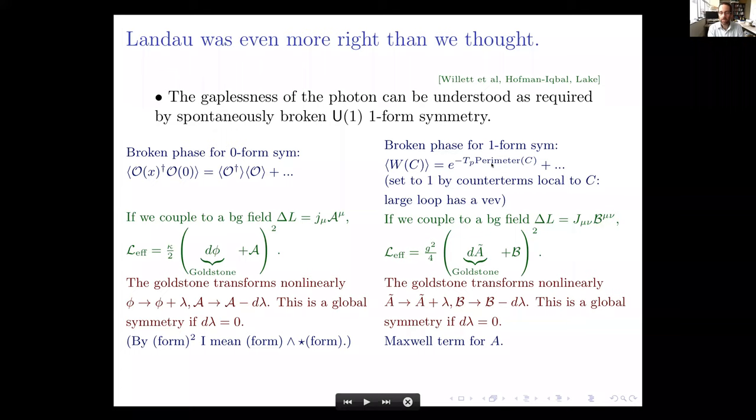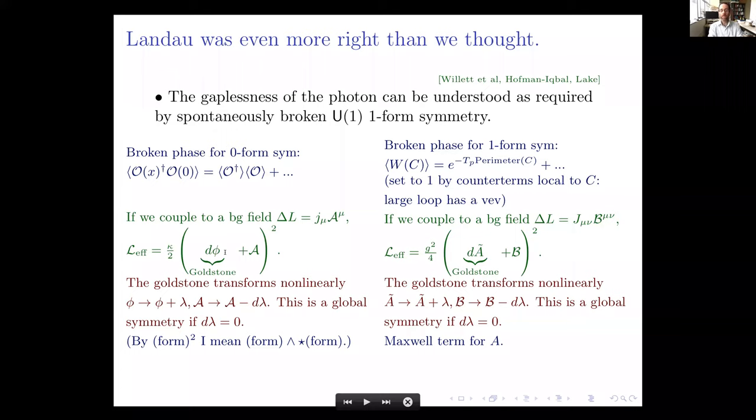The gaplessness of the photon in the Coulomb phase of free electromagnetism can be understood as a consequence of such a spontaneously broken U(1) one-form symmetry. One way to see this is by coupling to a background field. In the case of spontaneously breaking an ordinary U(1) zero-form symmetry, we couple to a background one-form gauge field. Gauge invariance, and the fact that it's broken, means that there has to be an A squared term. There's a Meissner effect. Gauge invariance then requires that the Goldstone mode appears in this combination with that background one-form field, which looks like a kinetic term for the Goldstone mode, and it can't have any other couplings like a potential. And so this is the Goldstone field.